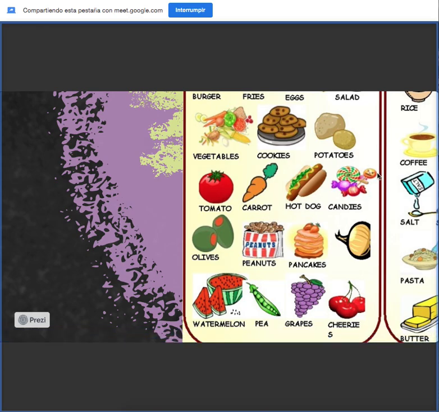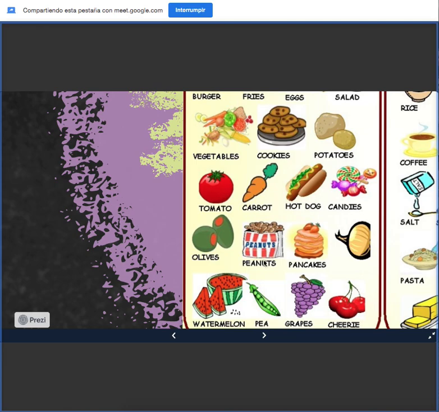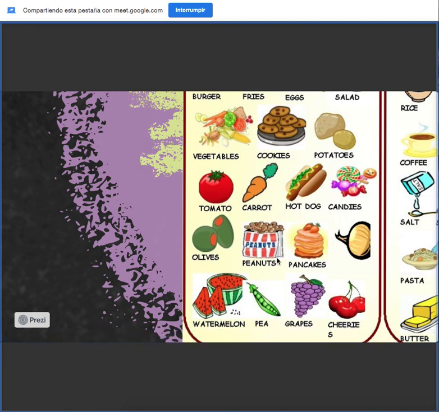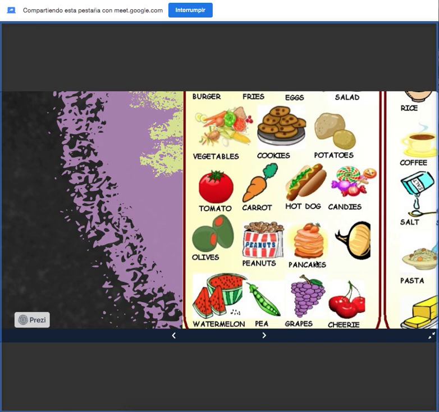As some of you, or I don't know if you are still going, but when you did it, usually you arrive home to count how many candies you have. Olives, olives, peanuts. What is the meaning of peanuts? Look at the image. Cacahuates or maní. Okay, very good, Mariana. Thank you. So, pancake or pancakes, onion, onions, watermelon, watermelons, peas, grapes, and cherries.